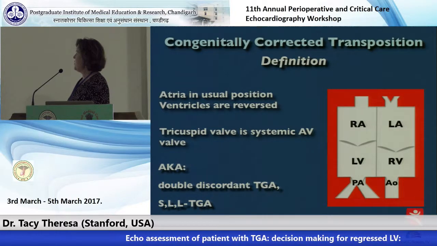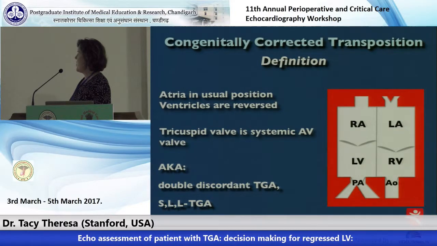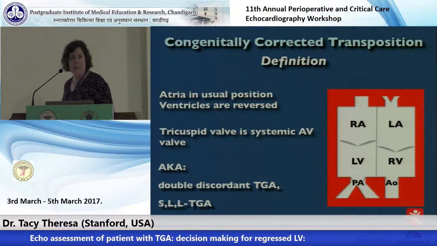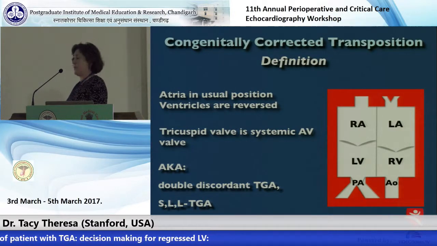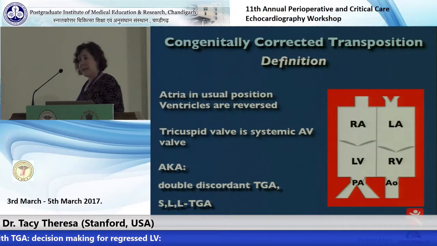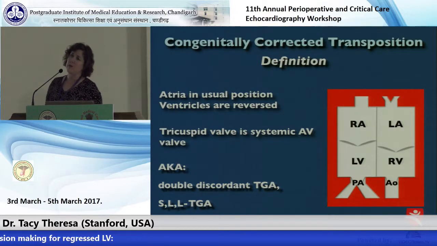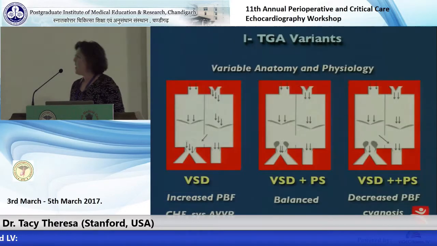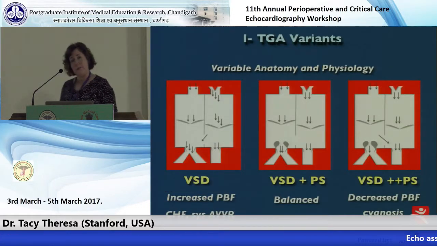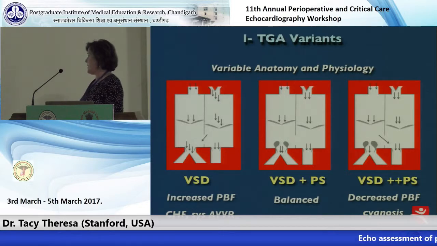So the atria is in the usual position, the ventricles are reversed, your tricuspid valve is your systemic AV valve, and these are also the names, okay? It's known as double discordant transposition, SLL transposition, L transposition, congenitally corrected transposition, has more names than it's really worthy of. And you have the same variable physiology. So you have VSD, VSD and PS, and VSD and bad PS. All right, and in these, you kind of have the same situations.